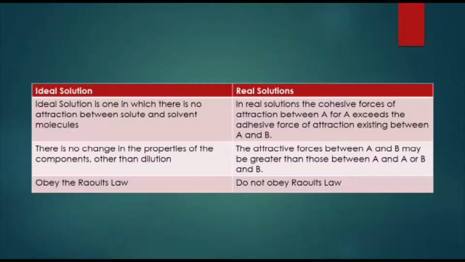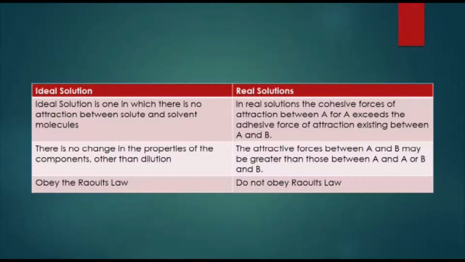So in an ideal solution, there is no change in the property of the components other than dilution. Whenever there is an ideal solution, all the components present in it keep similar properties, or simply we can say that while forming an ideal solution there is no change in property, except a change which includes dilution. Sometimes due to the dilution the ideal solution's properties get changed.